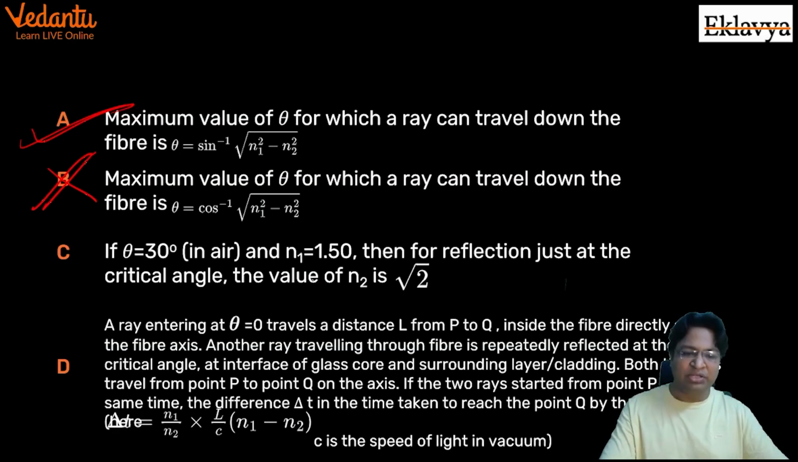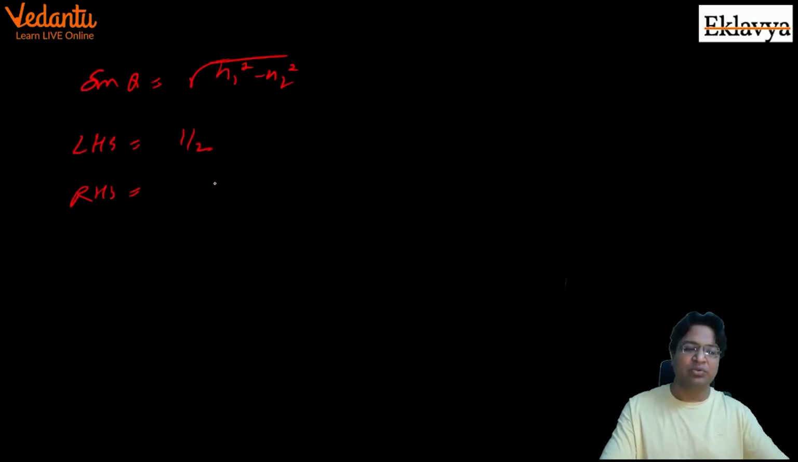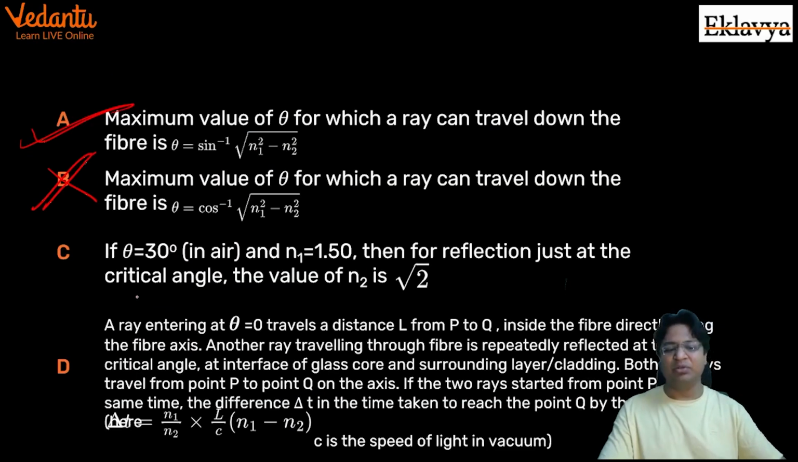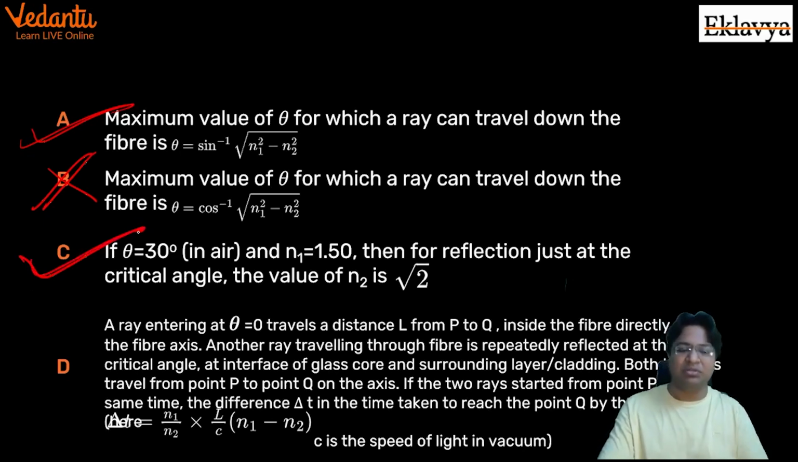So n1 is 1.5 and n2 is root 2. So root of 1.5 square minus root 2 square. So this is root of 2.25 minus 2. So that's root of 0.25. That's 0.5. So LHS and RHS are coming out to be equal. So this option is also correct.